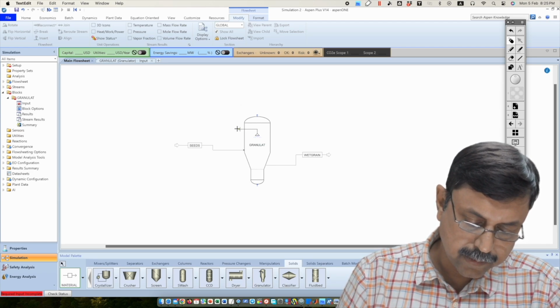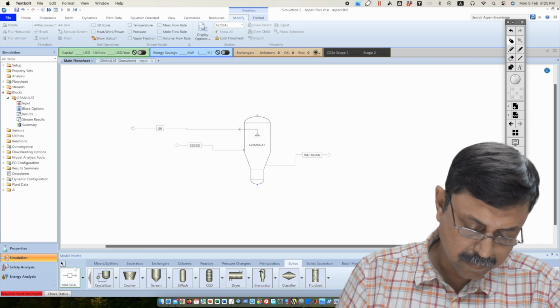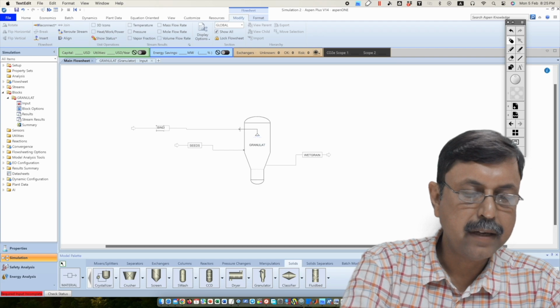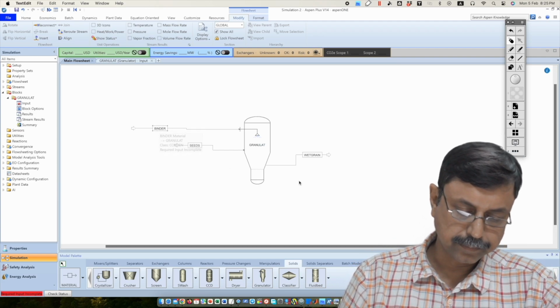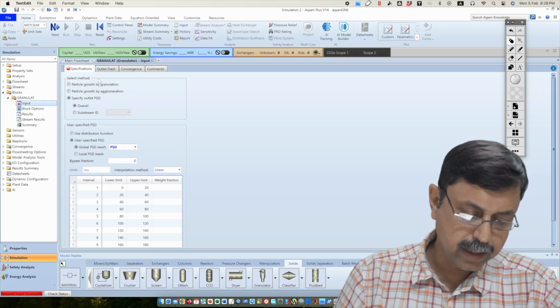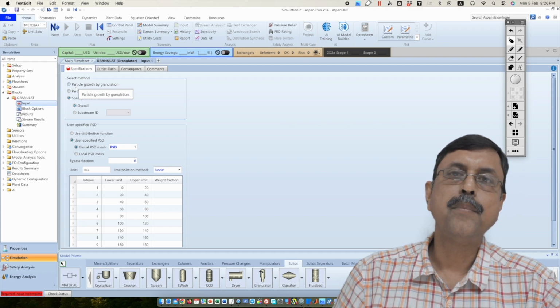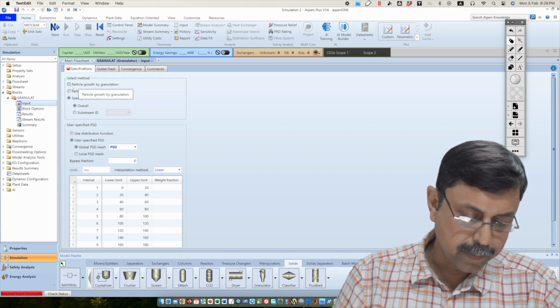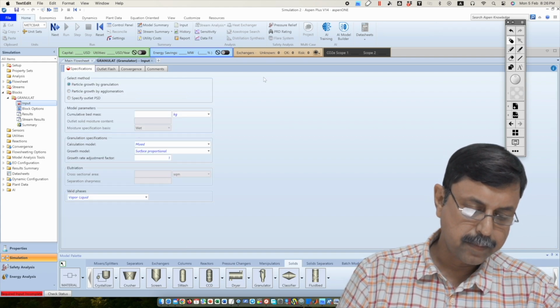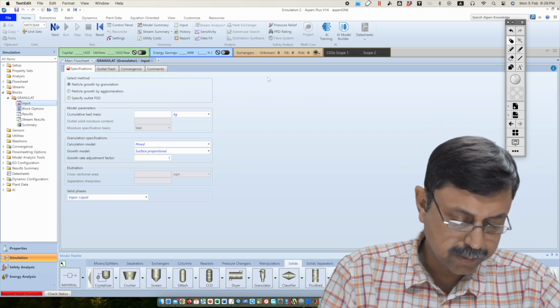And that material stream, let us name it as binder. Okay. The moment I connect the binder stream, you can see both of these options are open for us. So let us choose the particle growth granulation over here. So this is the first model that we will discuss.